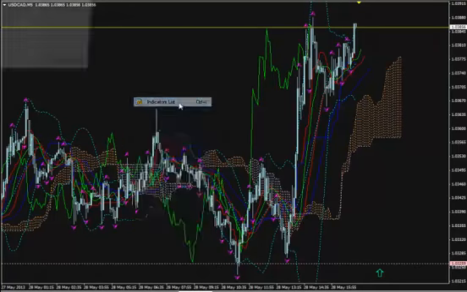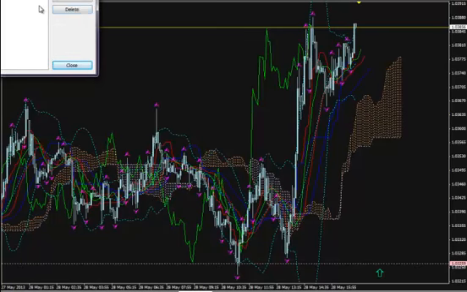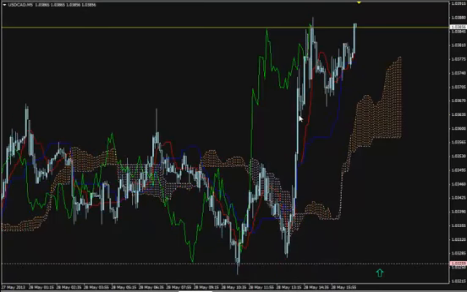Let me take out Alligator, Bollinger Bands, and Fractal for now. So, Tenkan Sen, the red line, Kijun Sen, they go up, they slope upwards, and the leading Kumo edge is sharp, pointing upwards. Of course, price is above the Kumo.